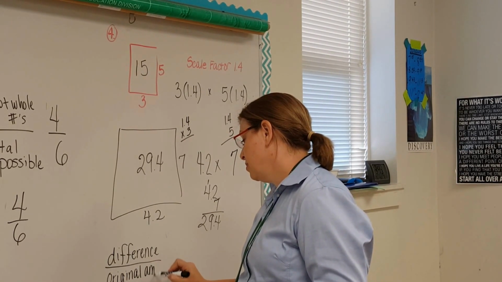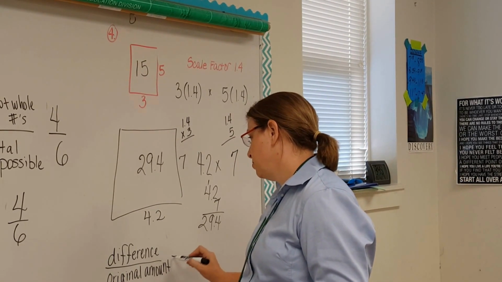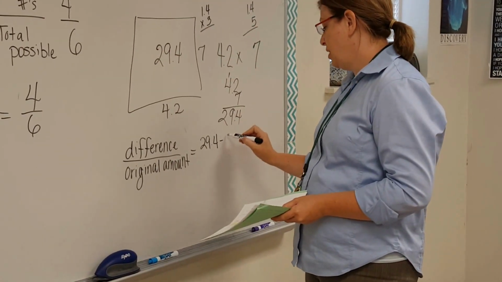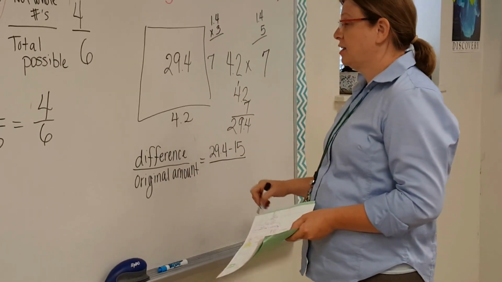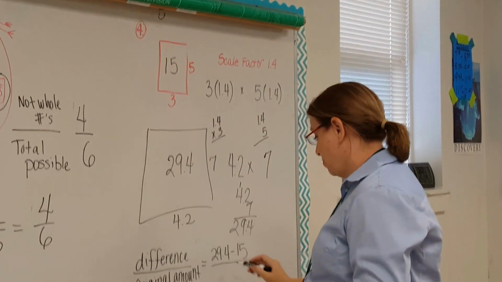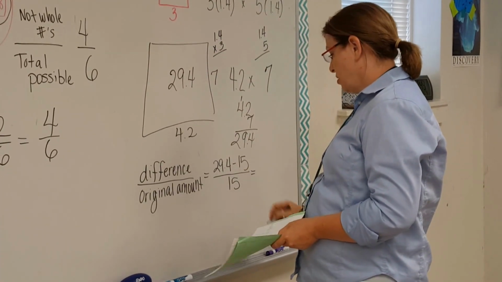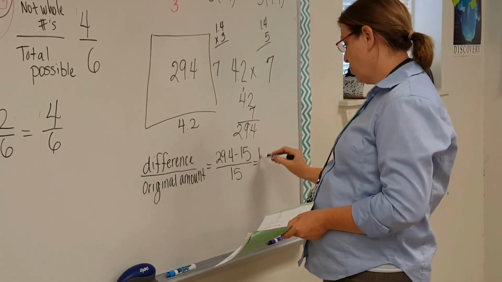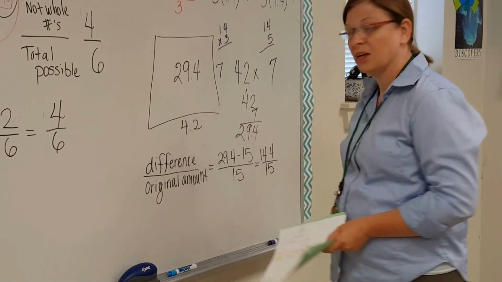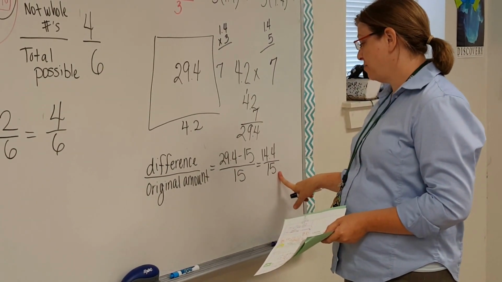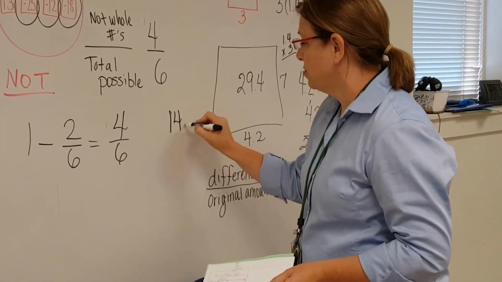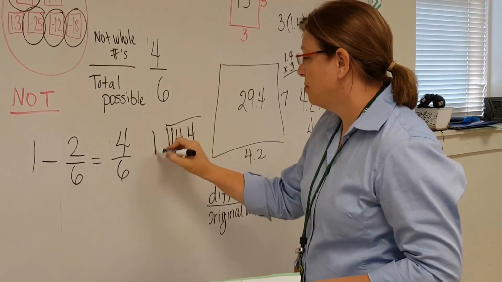And if we divide the difference, which is 29.4 minus 15, divided by the original amount, it was originally a rectangle with an area of 15. This subtraction gives you 14.4 over 15. 14.4 divided by 15 is how we're going to work this. Running out of board space. So 14.4 divided by 15.